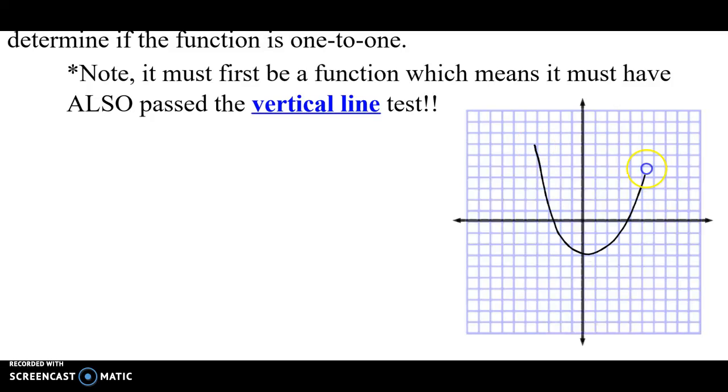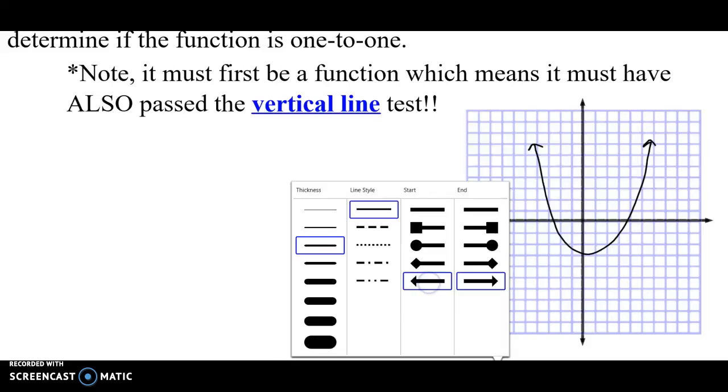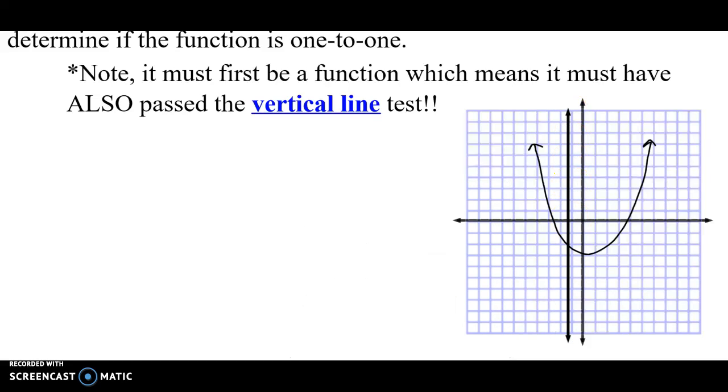Do you remember earlier in the year, I'd give you a graph and ask you, is this a function? And we used something called the vertical line test. I would draw a vertical line down the graph and see if it ever crosses the graph at more than 1 point. So does this vertical line ever cross my parabola at more than 1 point? No, so I called it a function. One-to-one is a new concept.